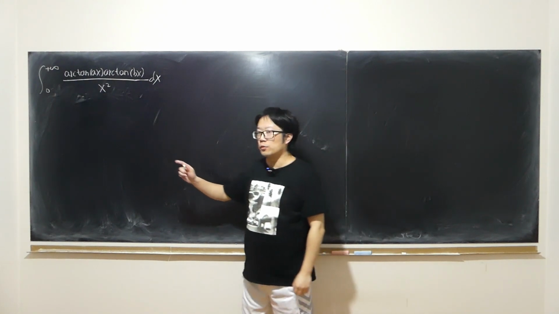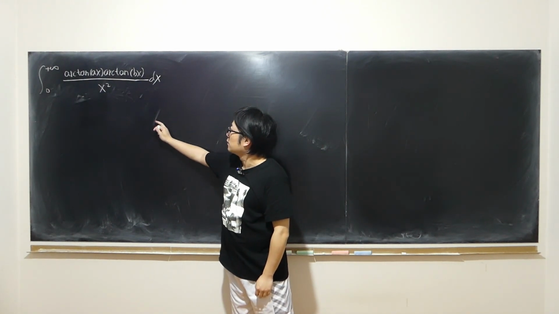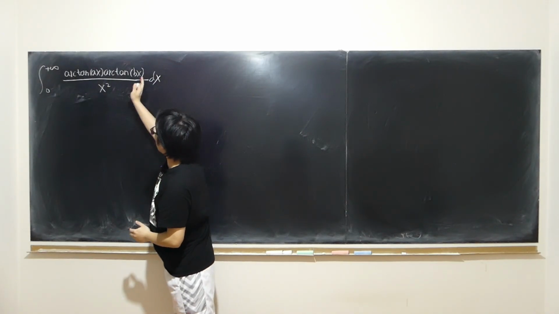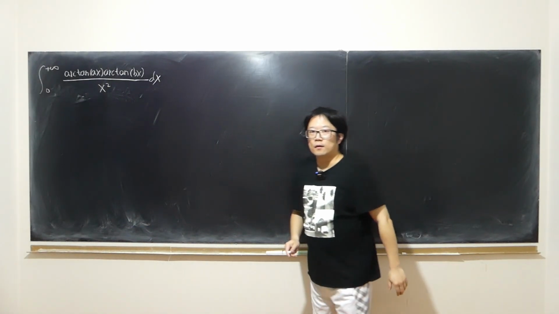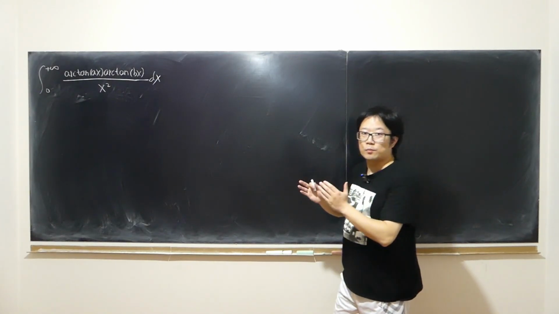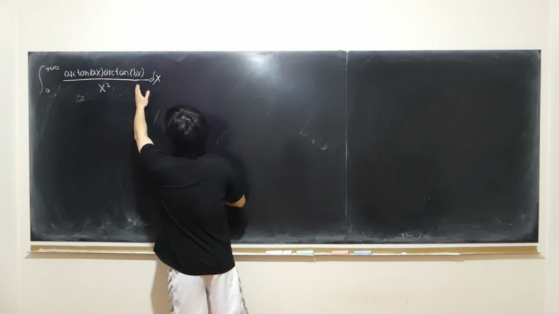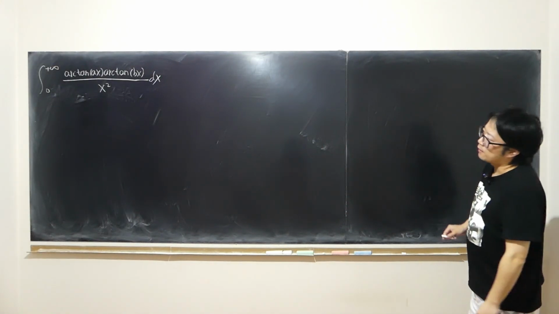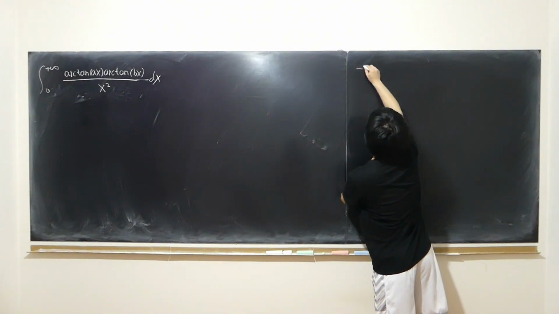Today, let's solve an integral from 0 to positive infinity of the product of two arctangents, arctangent of ax times arctangent of bx, over x squared. Now here, what if I just replace a with y, b with z, and come up with a function of three variables, x, y, z?